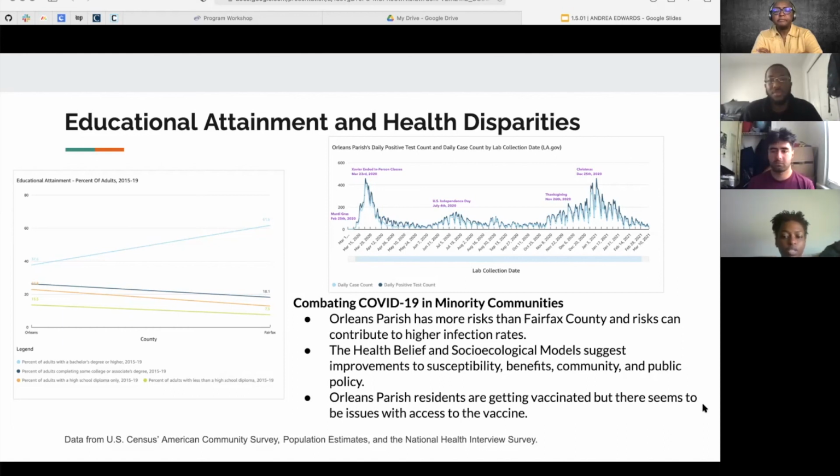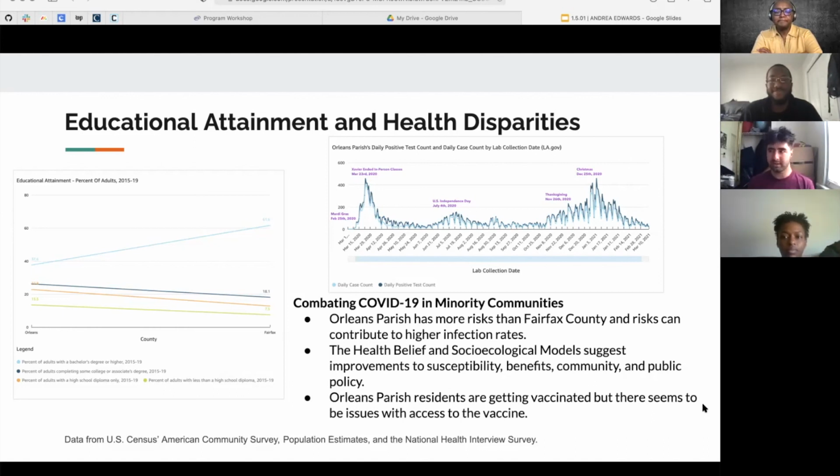In conclusion, Orleans Parish has more risks than Fairfax County, and these risk factors can contribute to higher infection rates. The health belief model and socio-ecological model suggest improvements to susceptibility, benefits, community, and public policy. Orleans Parish residents are getting vaccinated, but there seems to be an issue with access to the vaccine versus hesitancy.